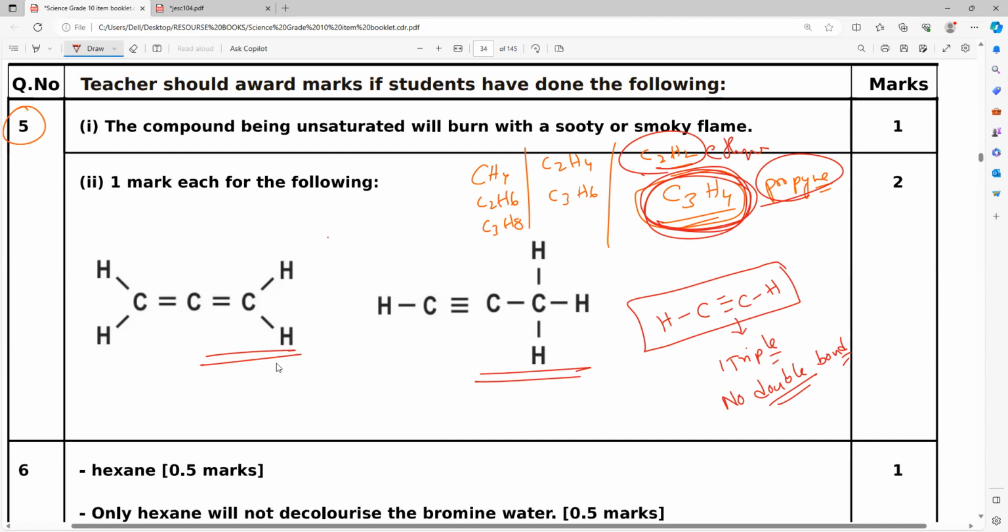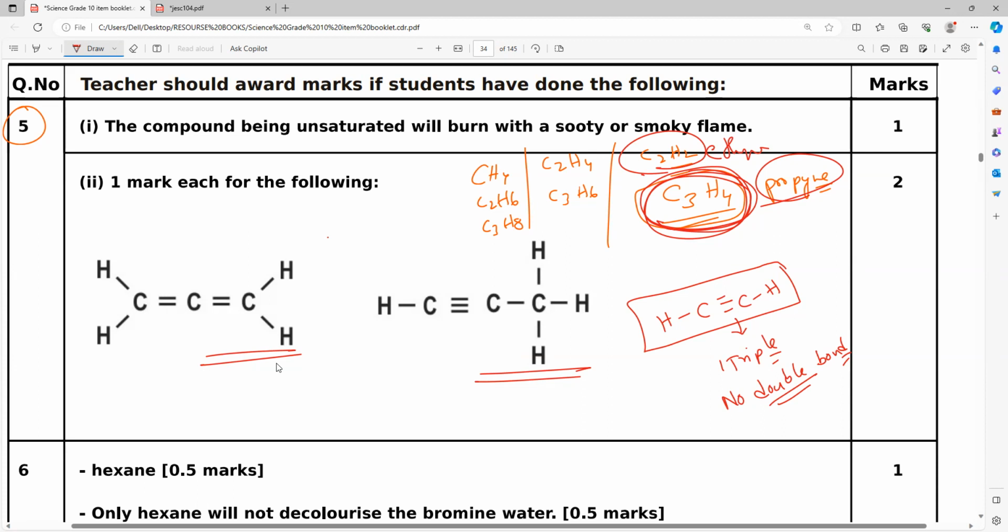So what is the name of these compounds? Yesterday I taught you. Can anybody tell? What is the name of this compound, Sama? Don't know. If you say it, only then I'll proceed. What is the name of this compound?